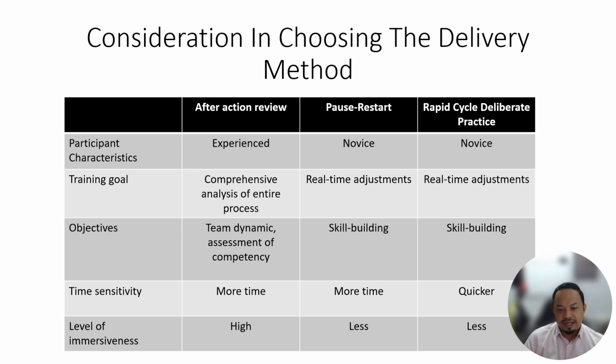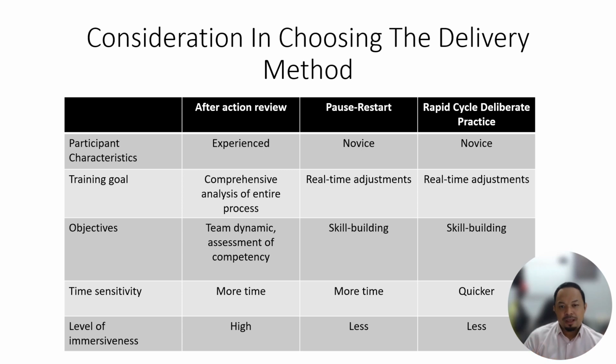Second is about training goal and objective. If your simulation activity requires comprehensive analysis of the entire process, and you want to look at team dynamics or assessments of competency, you go for after action review. Whereas pause restart or rapid cycle deliberate practice are more toward multiple psychomotor skills, where your participants require real-time adjustments, so you go for pause restart and RCDP.